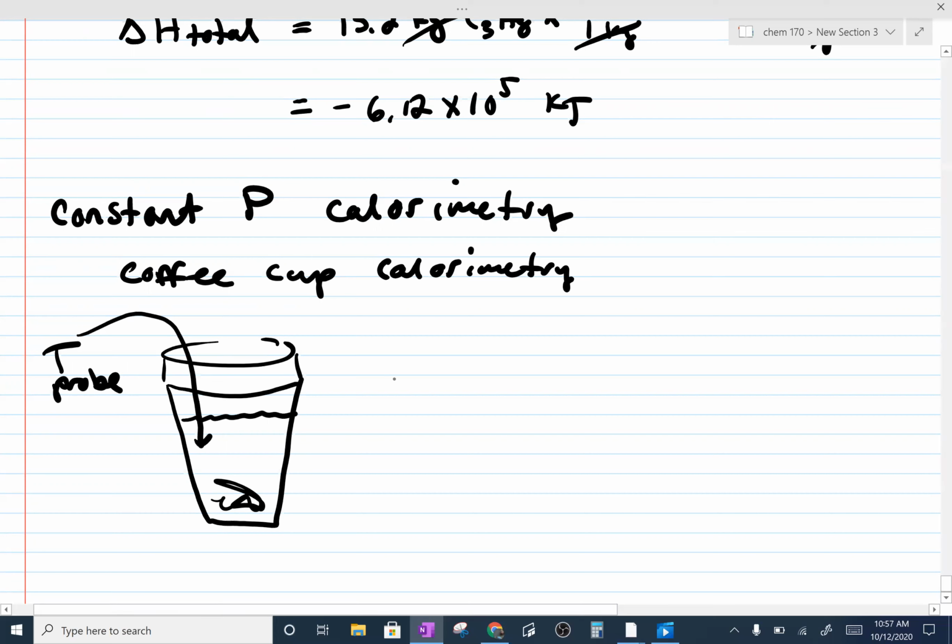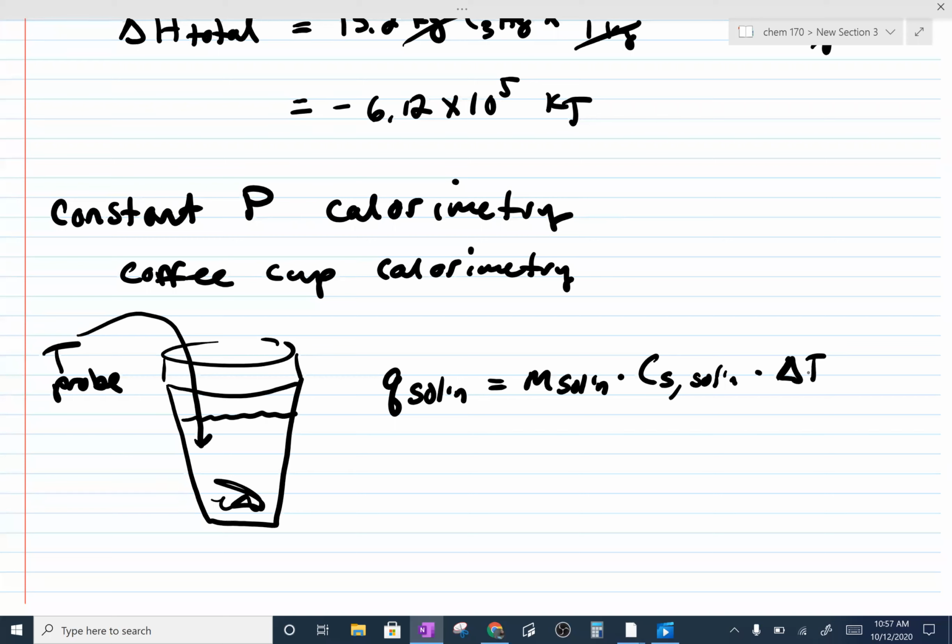and we can relate that back to delta H. So the Q of the solution, whatever's happening inside this mixture, is going to be equal to the mass of the solution multiplied by the specific heat capacity of the solution multiplied by the change in temperature. Just like we had for the constant volume calorimetry, it's very similar here.